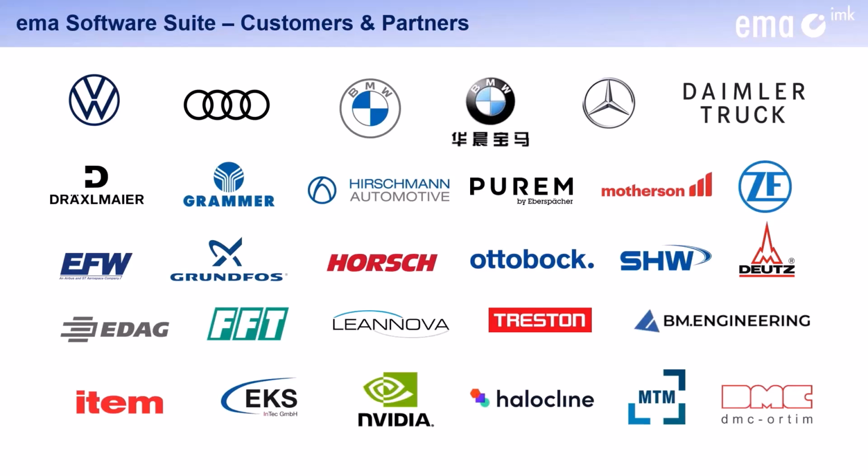Here are our customers and partners, an excerpt of our customers here, like the automobile industry, OEMs here in Germany, like Volkswagen, Audi, BMW, but also in China, like Brilliance. We have also tier 1 suppliers here, Drexelmaier, Kramer, Vision Automotive, Austria, and so on, but also different other industrial sectors. That means the focus on EMA Work Designer is everything you can do in a production. That means also we have some customers in the aerospace like EFW, Flugzeugwerke, or water pumps, Grundfos, or agricultural equipment like Horsch, or medical devices like Ottobock.